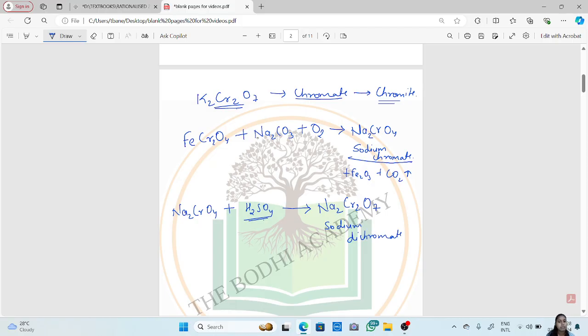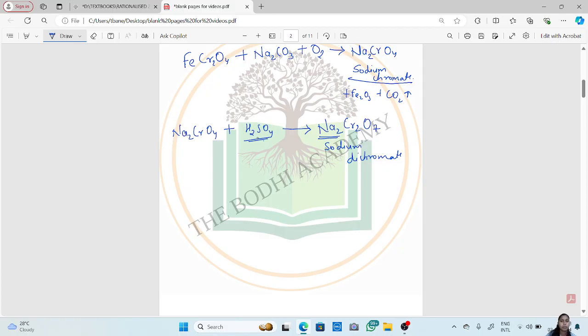Now we got sodium dichromate. Now what is the last step that is remaining is, we have to replace this sodium with potassium. Yes or no? We want potassium dichromate. Now how will we convert sodium dichromate to potassium dichromate? For doing that, we have to just do a double displacement reaction, that is Na2Cr2O7. Now we have to replace this Na2 with potassium. So use potassium chloride.